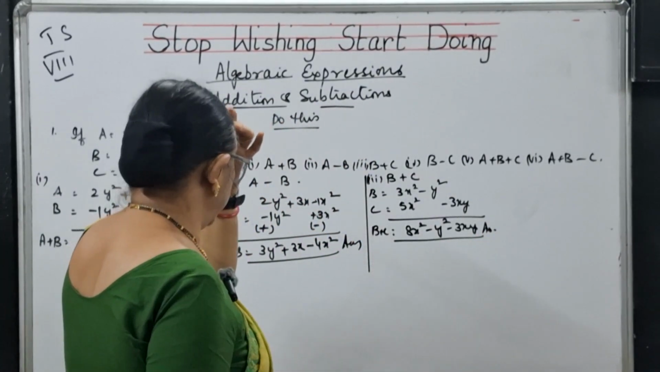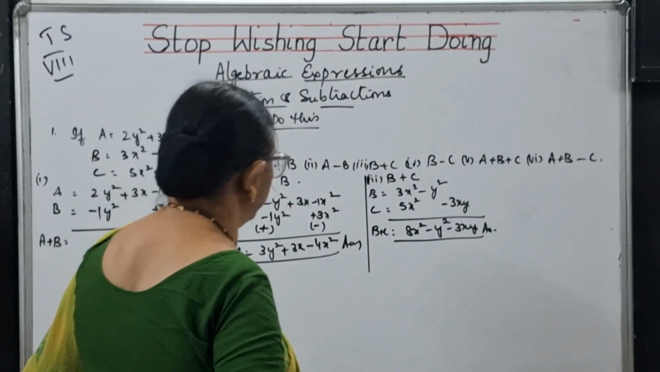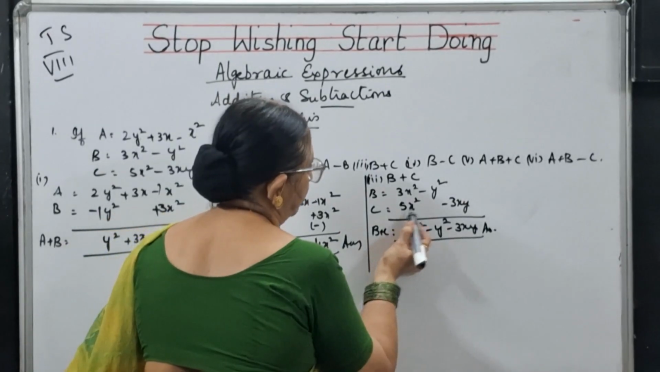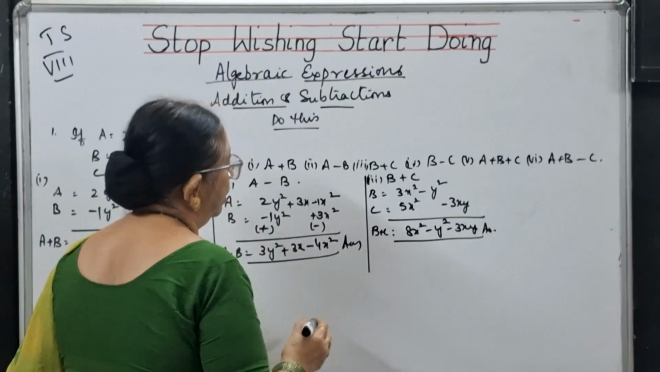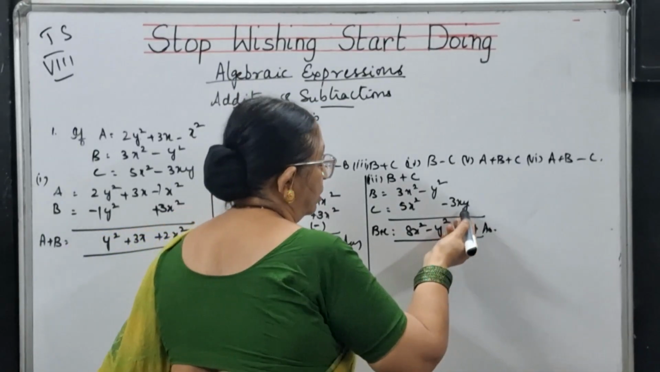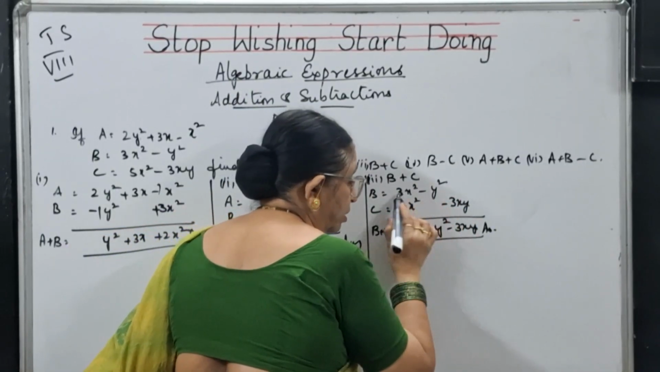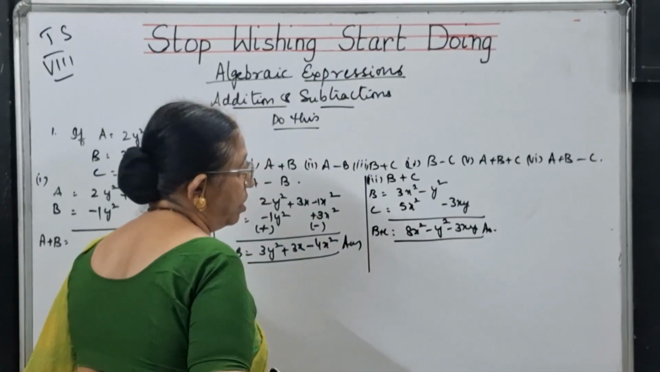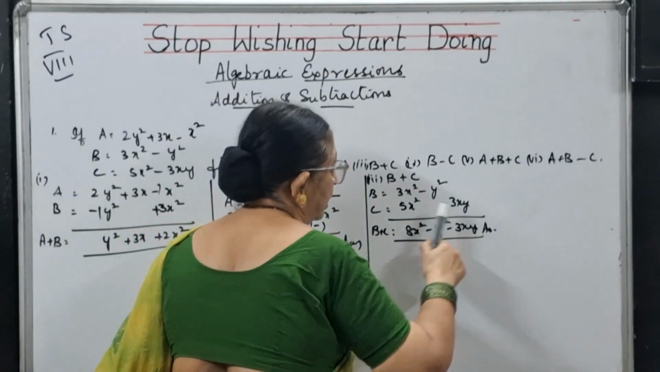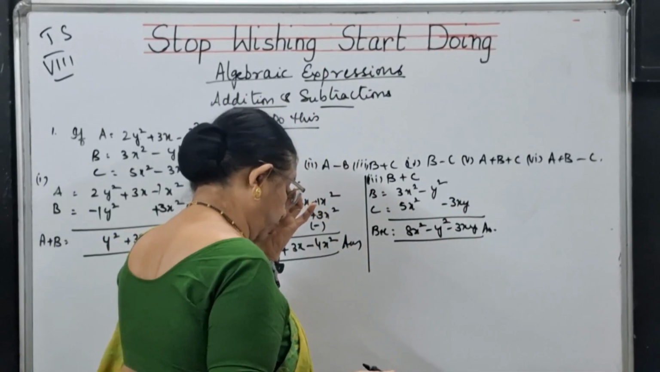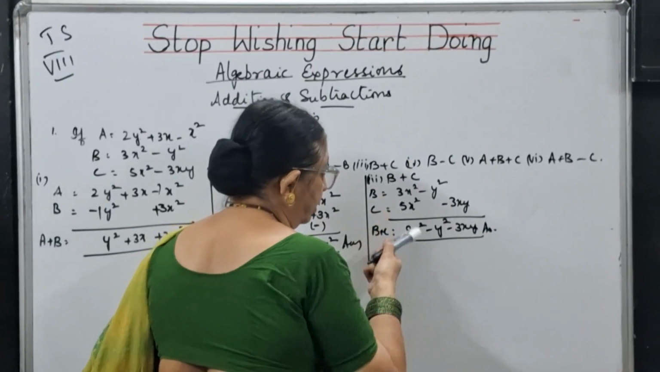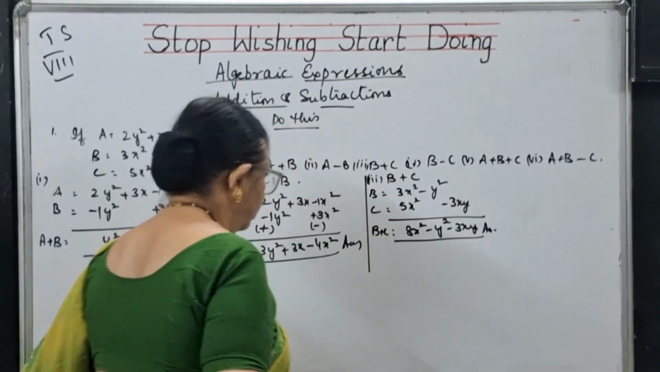I hope I am clear here. What is happening here? You have to just add 5x square minus 3xy. 3xy is a new term because that term is not there in the top row, so we call it an unlike term. So we have to place it in a new place. Then we do normal addition. Now the fourth one.